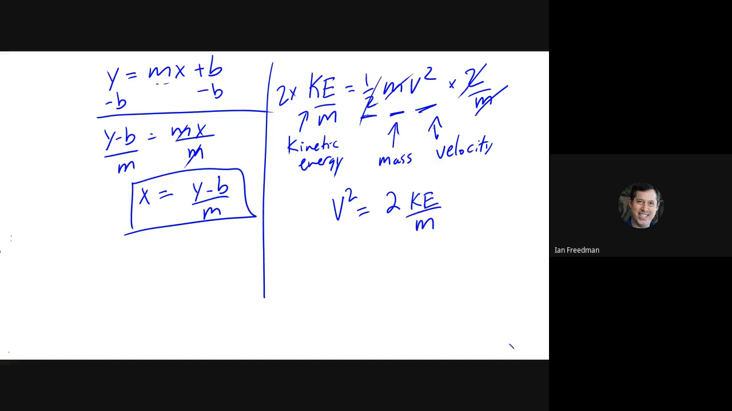over mass. Now we have a square in there, and we want to get rid of that square because we want to solve for velocity. We don't want to solve for velocity squared. So we're going to take a square root, because we know the square root of a square is just the original variable v. Now technically it's plus or minus v. So if you want to get technical, this could be a plus or minus. And for velocity, the plus or minus usually indicates your direction. Okay, so then that means that your velocity is going to equal 2KE over m.